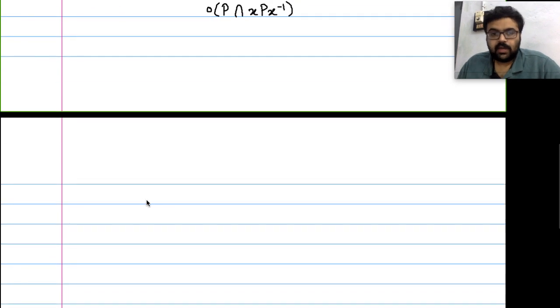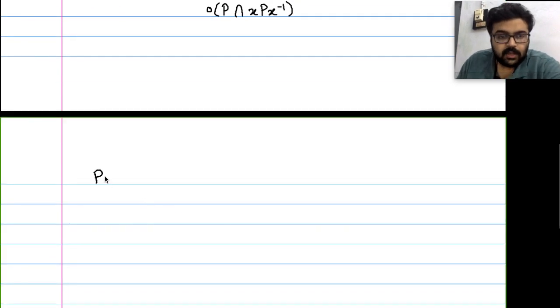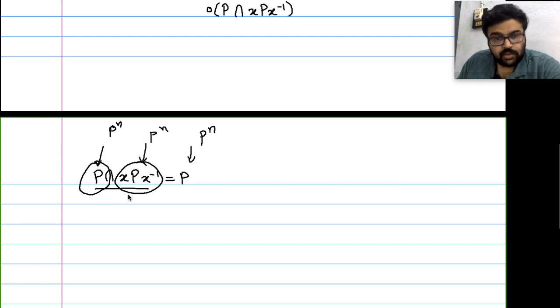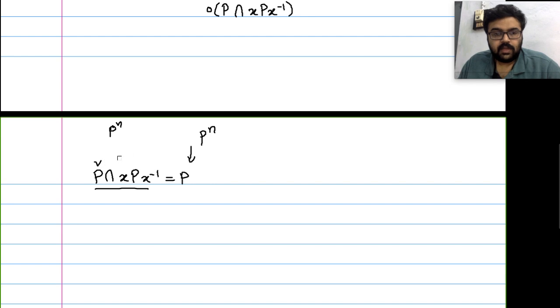First, we don't write this in the proof, but let us say P intersection XPX inverse equals P. Of course this is because H intersection K is always a subgroup of H. P has P power N elements, and XPX inverse also has P power N elements. So if they are equal, the intersection also has P power N elements, and in that case we can say that all are equal. I hope you understood that.